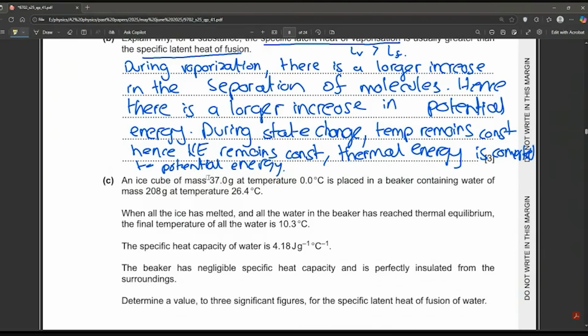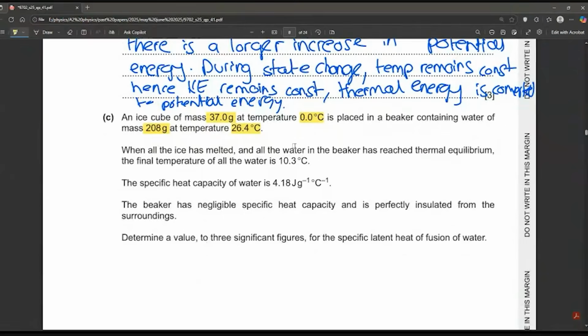An ice cube of mass 37 grams at a temperature of 0 degrees centigrade is placed in a beaker containing water of mass 208 grams at a temperature of 26.4. When all the ice has melted and all the water in the beaker has reached thermal equilibrium, the final temperature of water is 10.3. The specific heat capacity of water is 4.18. The beaker has negligible specific heat capacity and is perfectly insulated. What does perfectly insulated mean? No heat lost to surroundings. Okay?